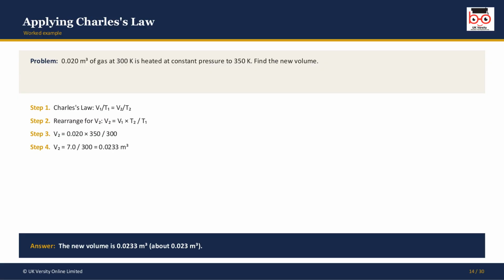Let's work one. We have 0.020 cubic meters of gas at 300 Kelvin, heated at constant pressure to 350 Kelvin, and we want the new volume. Charles's law gives volume 2 as volume 1 times the new temperature over the old, so 0.020 times 350 over 300. That's 7.0 over 300, which comes to about 0.0233 cubic meters. So warming the gas from 300 to 350 Kelvin expands it from 0.020 to roughly 0.023 cubic meters.